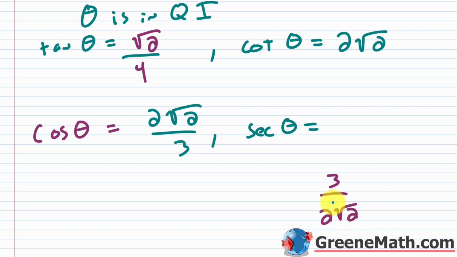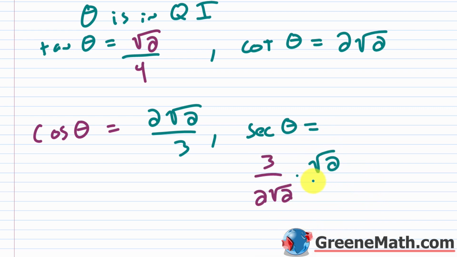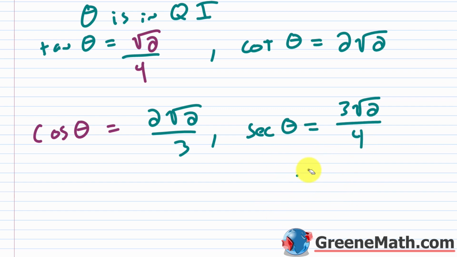Okay, let me put a comma, and we'll have our secant of theta is equal to, I'm just going to rationalize the denominator here. So what I'll do is say this is multiplied by the square root of 2 over the square root of 2. So 3 times square root of 2 over, you have 2 multiplied by square root of 2 times square root of 2. So square root of 2 times square root of 2 is 2, and then 2 times 2 is 4. So after we rationalize the denominator, we get 3 times square root of 2 over 4 for the secant of theta.